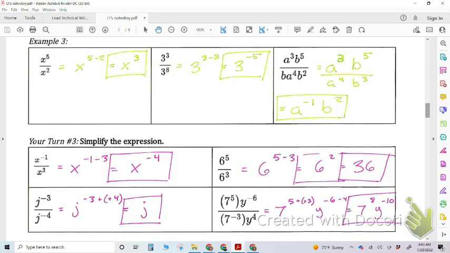Similarly, back in example 3, we ended up with 3 to the negative fifth. That would become 1 over 3 to the positive fifth. You could leave it like that. You could also leave it as 1 over 243.